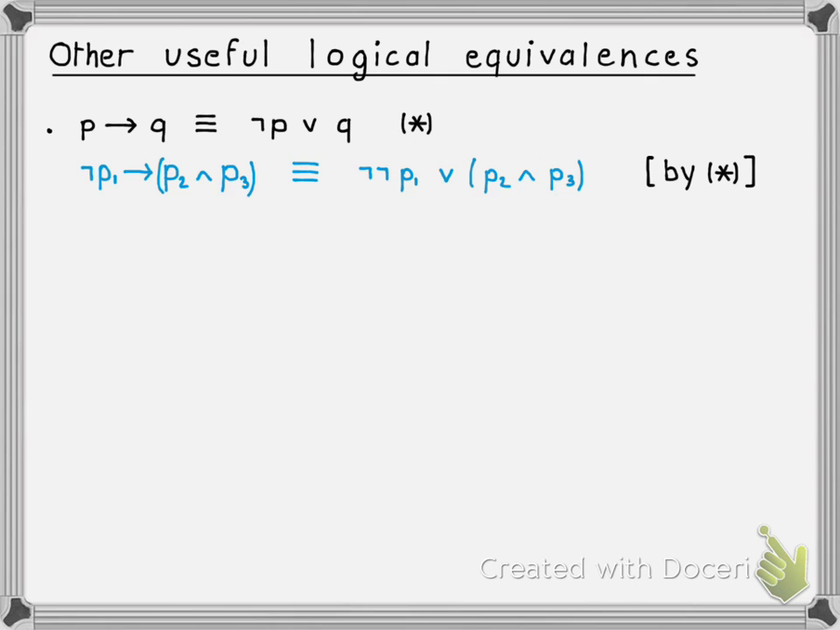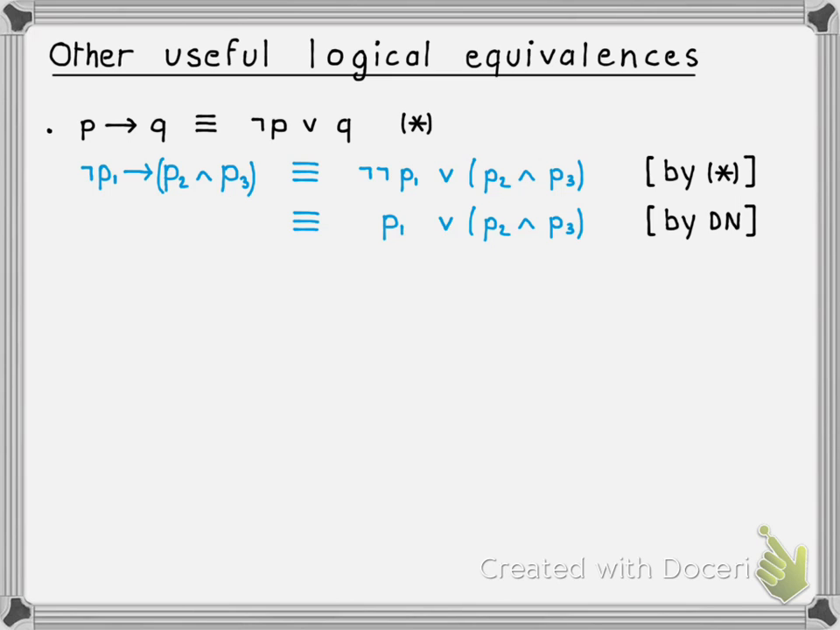For example, this compound proposition, not not P1, actually matches the left-hand side of the double negation law. So we're completely entitled to replace not not P1 with P1. So we get a new logical equivalence. Now this one says that this compound proposition is logically equivalent to this one. And you must always justify these inferences by stating the law that you're using. In this particular case, I'm using double negation to go from here to here.